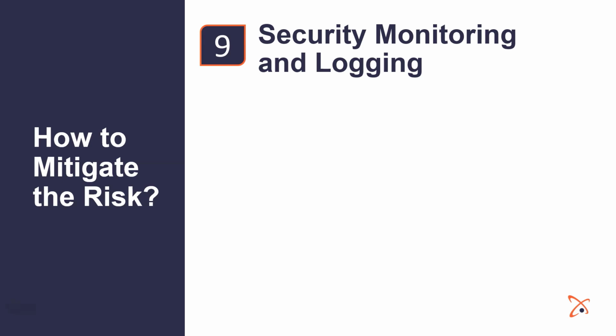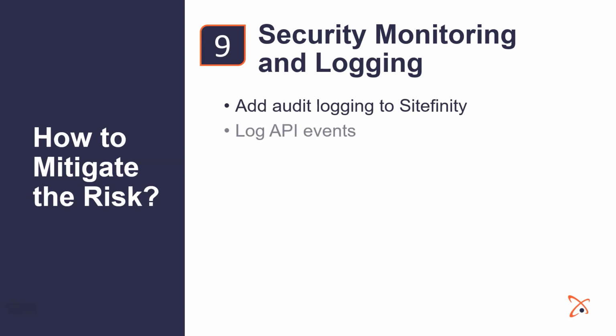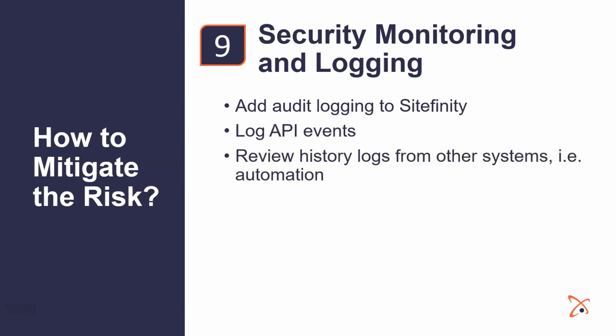Item 9 on the OWASP Top 10 is security, monitoring, and logging. This category is to help detect, escalate, and respond to active breaches. Without logging and monitoring, breaches cannot be detected. Some tips here. Use the audit log capabilities of Sitefinity. Log API events. Review the history logs from other systems. And use Cloudflare for monitoring security events.